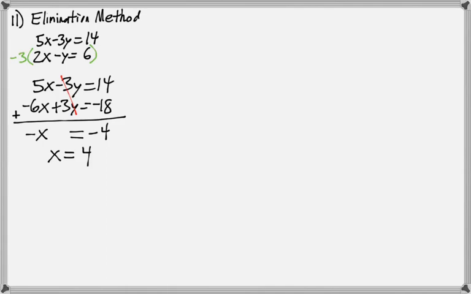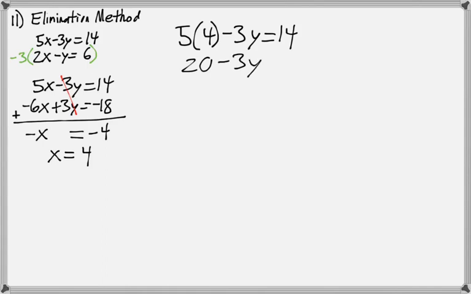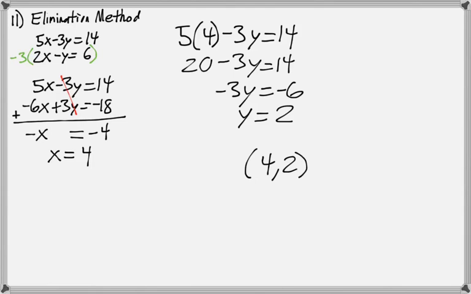So the next step is you just need to take 4 and plug it into one of the original two equations. Either one, it does not matter. So let's look at the top one. If I take 5 and plug in 4 for x, because I know that that's what it is, I should be able to solve for y here. So 20 minus 3y is equal to 14. And if we subtract 20, it'll be negative 3y is equal to negative 6. And then divide both sides by negative 3, we get y is equal to 2. So my final answer would be 4, 2.